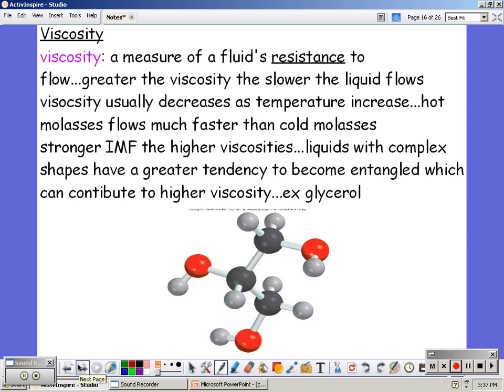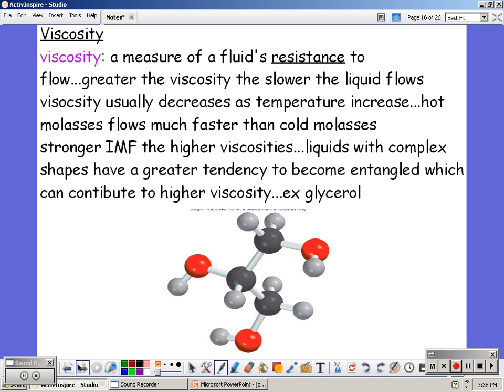Viscosity is the measure of a fluid's resistance to flow. The greater the viscosity, the slower the liquid flows. Viscosity usually decreases as temperature increases because you're giving the molecules more energy, so they're moving faster. So hot molasses flows much faster than cold molasses. That might also be the reason why people get served hot syrup at restaurants instead of cold syrup, because it helps the syrup flow. The stronger the intermolecular force, the higher the viscosity.